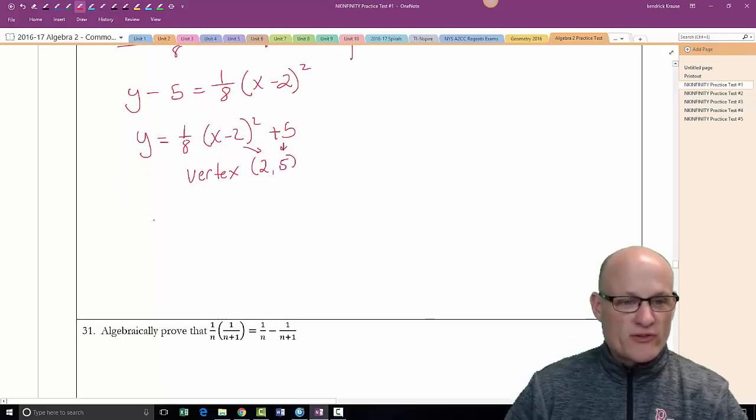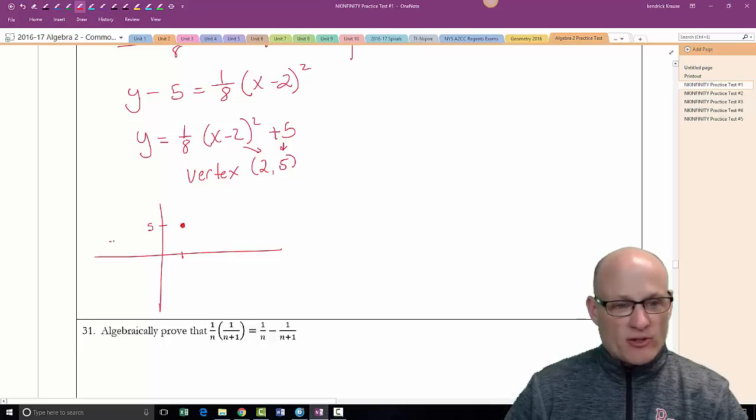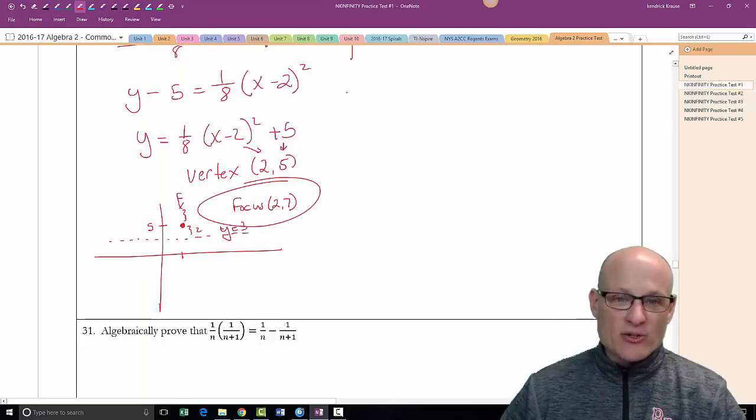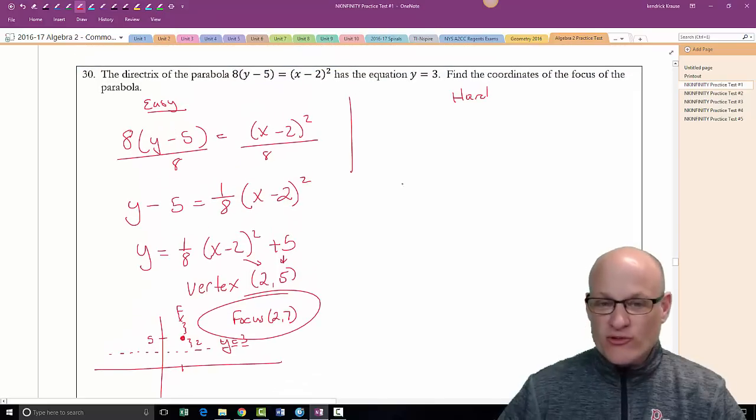Now, if I draw a simple, quick sketch of what's going on, my vertex is at 2, 5. My directrix is here at y equals 3. So if this is 2 down, then I go 2 up to find my focus. So my focus is at 2, 7. And that problem's over with. And that's the answer. Now, how can I do it a slightly harder way, but use this technology? How can I use technology to solve this?